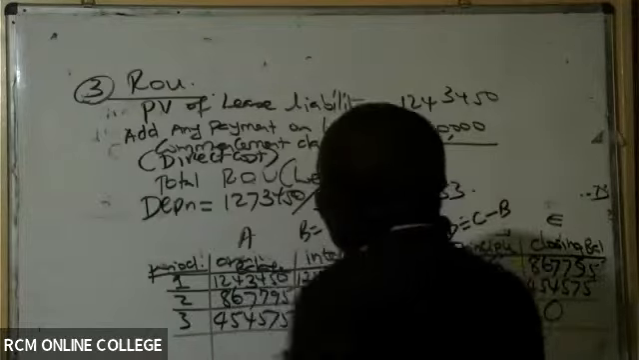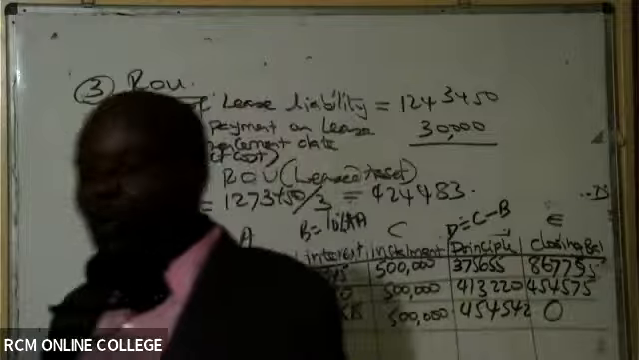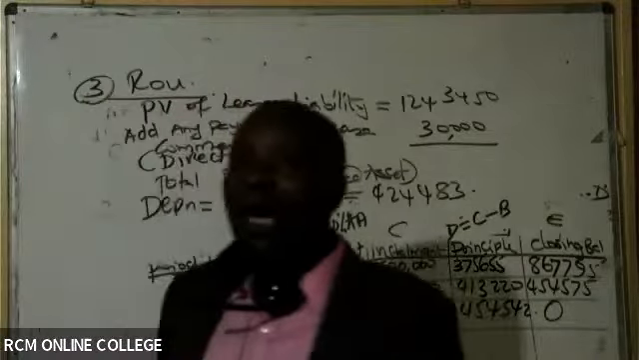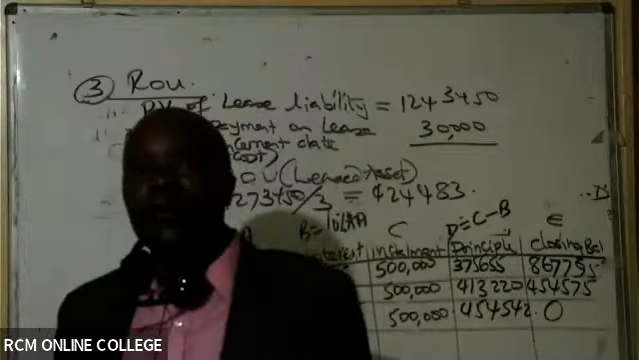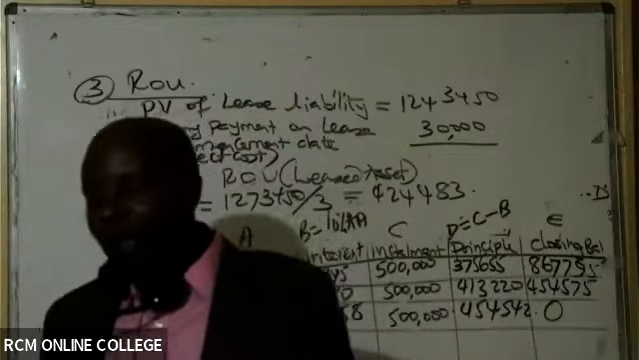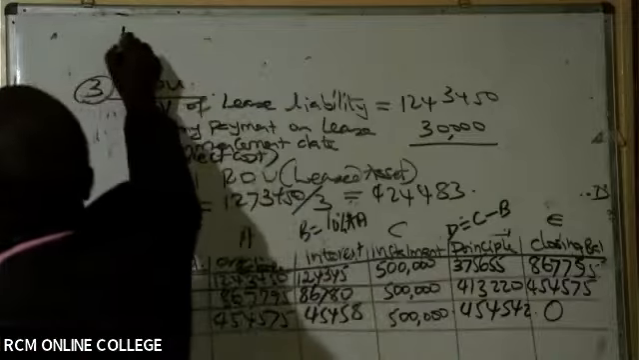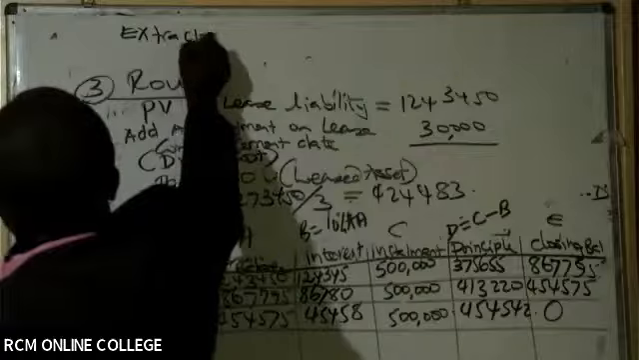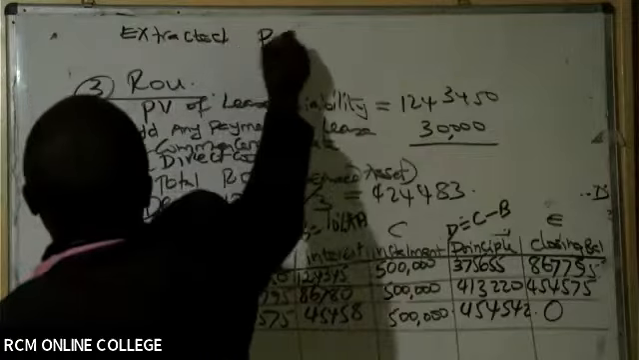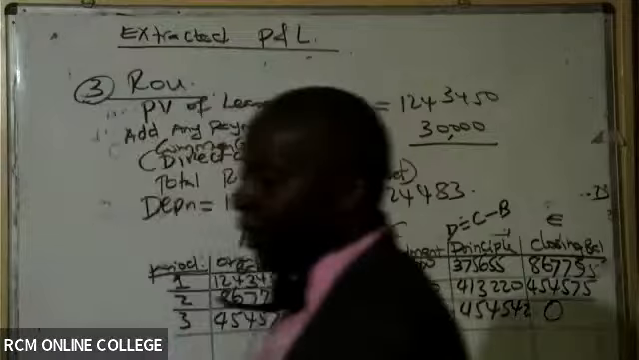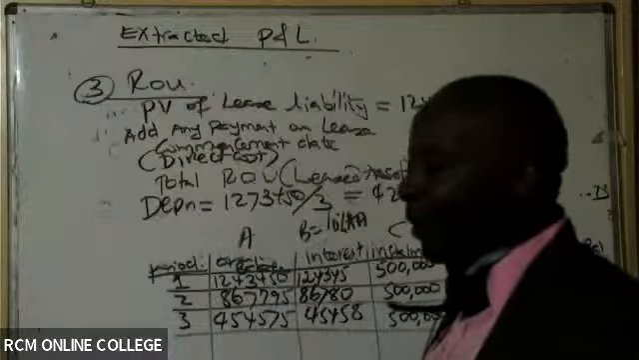And then now we go to the final phase. Final phase is where we look at the impact of our lease on our income statement and on our balance sheet. So first, we shall do an extracted profit and loss account. So this is step number 4. Extracted profit and loss account.